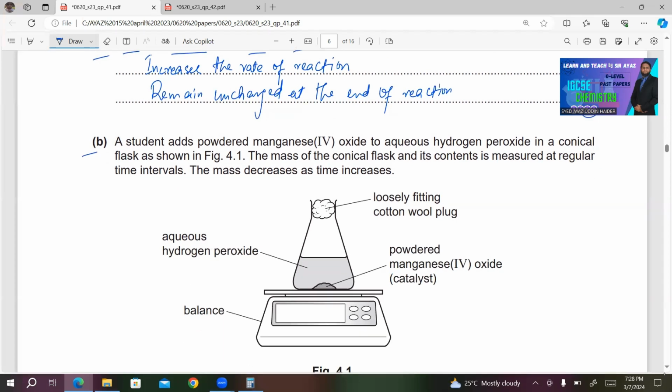Part B. A student adds powdered manganese(IV) oxide to aqueous hydrogen peroxide in a conical flask as shown in figure 4.1. The mass of the conical flask and its contents is measured at regular time intervals. The mass decreases as time increases. This is aqueous hydrogen peroxide here, and we have powdered manganese(IV) oxide. We have a loosely fitting cotton wool plug. This is the balance.